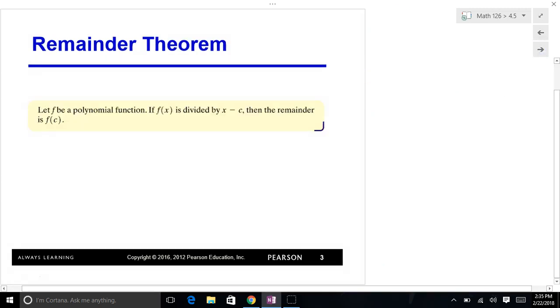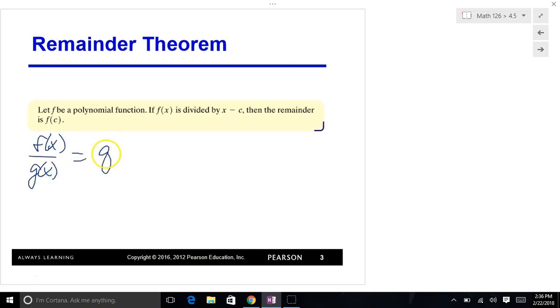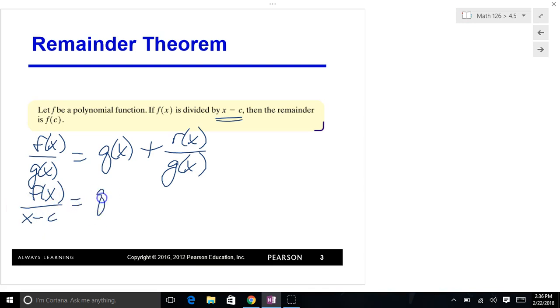That's right, if you're doing that with the real numbers. So let's see how this plays into your remainder theorem. If you take f of x and divide it by x minus c, then the remainder is f of c. According to the division algorithm, f of x divided by g of x is q of x, the quotient, plus the remainder over the original divisor g of x. We're dividing by x minus c, so that's our g of x. I get my quotient plus my remainder over my divisor, x minus c.